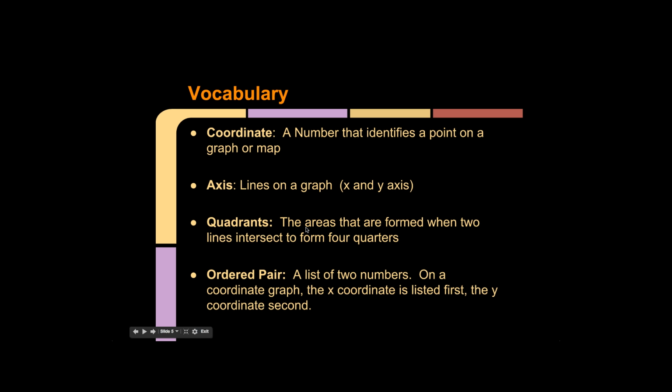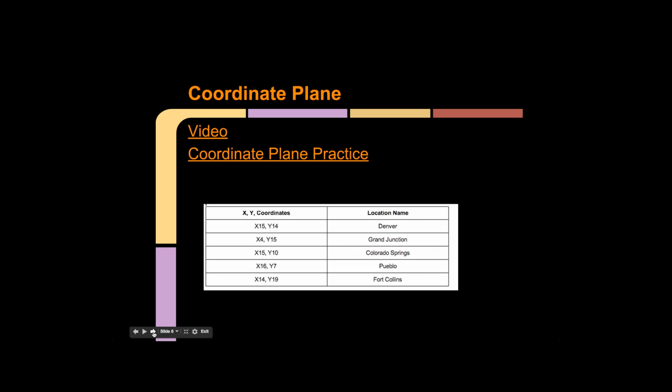Coordinates. So the areas that are formed when two lines or axes intersect and they form four coordinates. And when you see the picture, you'll know what I'm talking about. Ordered pair is the list of two numbers. On a coordinate graph, the X coordinate is listed first, and then the Y coordinate is listed second. So to make that sound a little bit more simple, the X number is listed first, and then the Y number is listed second. And you'll see what I mean.